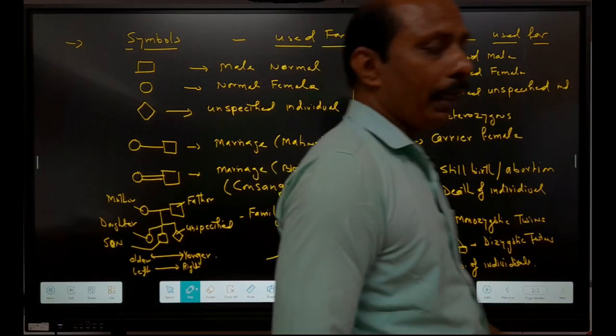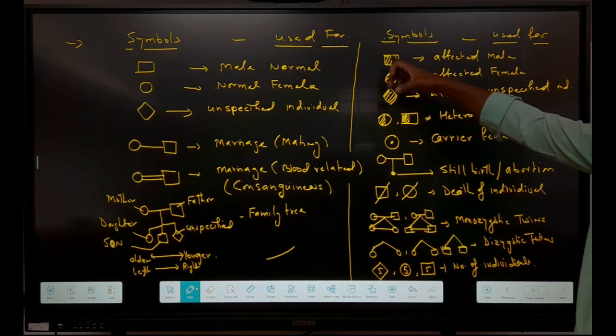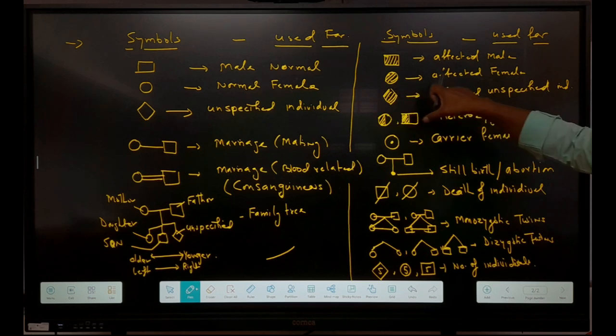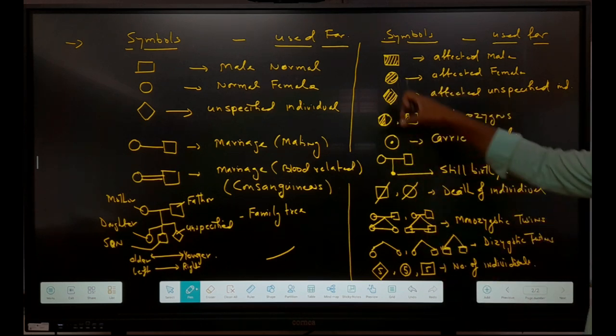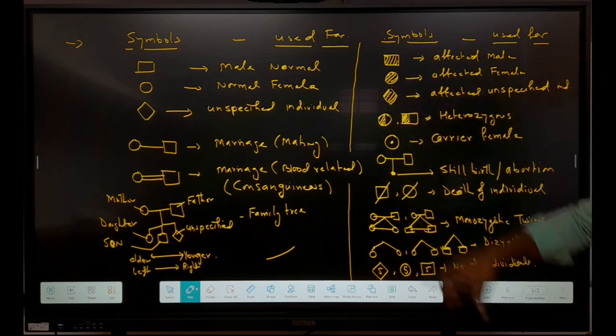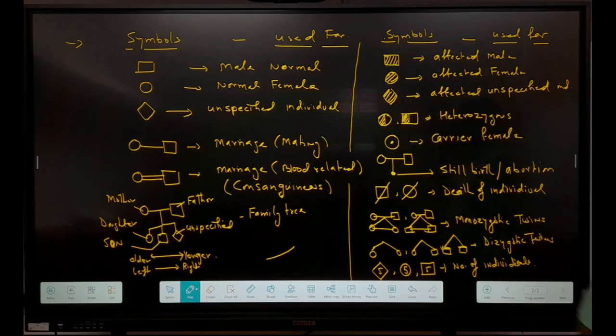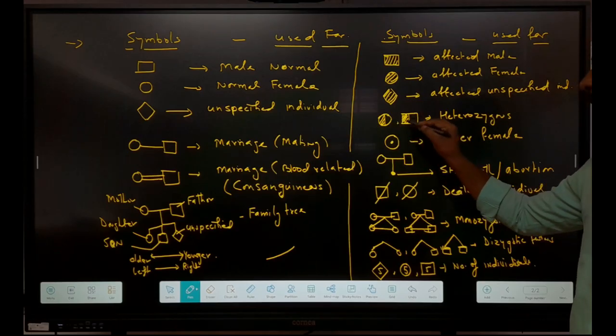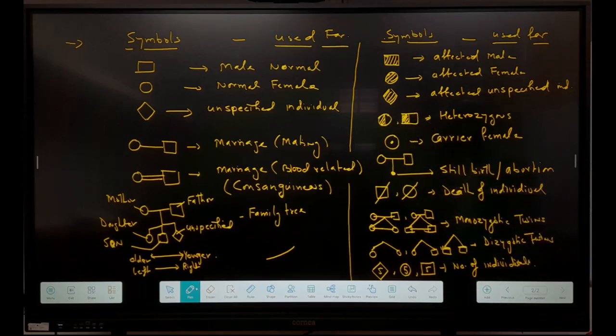Here when they are affected, for males we have a colored or black square. Affected female is a black, or we can say colored, circle. Unspecified persons who are affected are shown by a black diamond. Now heterozygous is represented by half black and half unfilled.